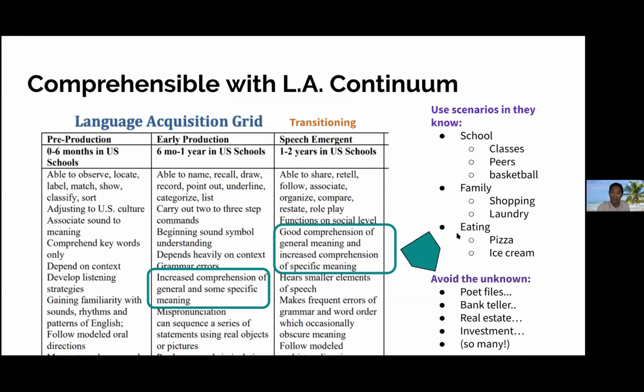Let's take a look at this a little bit more closely. For an emerging student, increased comprehension of general specific meaning, and you want to get them to transitioning, you can use things that they are already familiar with, scenarios that they already know, talked about the school or classes, their peers, the sports that they like, basketball is really popular, things around family, shopping and laundry, eating pizza and ice cream. If you put it in those terms, that would be great.